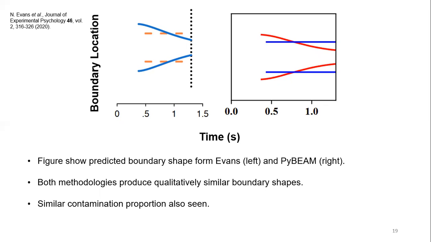Also of note, though we don't show a figure for this here, we found that we got similar contamination proportions. So in the Evans paper, they were also fitting this model with a contamination. We ended up getting nearly the same contamination values, or at least within the range of what they are reporting, which is another validation that we are getting a similar result to them.